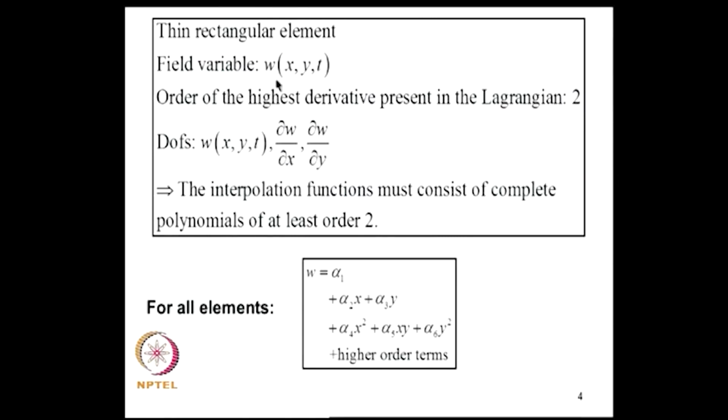So, the field variable was W in our variational formulation, and the order of the highest derivative present in the Lagrangian was 2, and the degrees of freedom therefore at any node must be W, dou W by dou x and dou W by dou y, and the interpolation function must consist of complete polynomials of at least order 2. So, for any choice of elements that one can think of, the first few terms in the trial function should be this: a constant term, linear terms in x and y, quadratic terms, and the higher order terms. So, this completes 1, 2, 3, 4, 5, 6. The remaining 6 terms we have to select depending on the theory that we employ for developing the element.